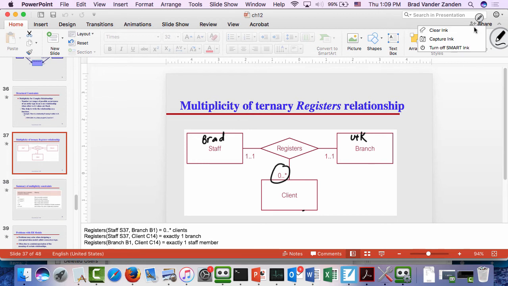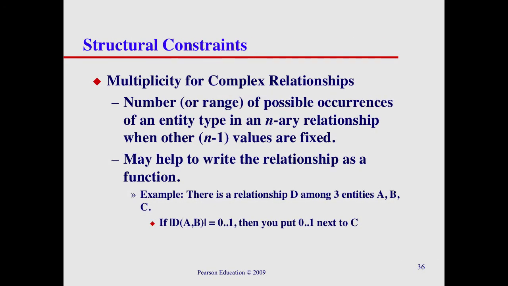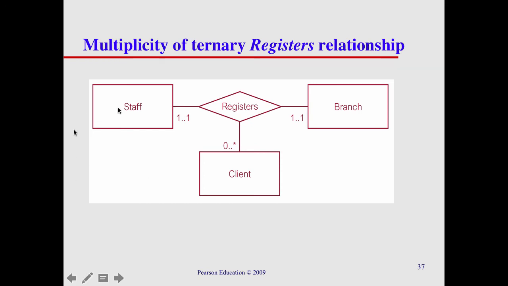Okay, for those of you who are mathematically inclined, you can think of it as there is a relationship among three entities, and when you're trying to get the multiplicity for each entity, you think of the remaining entities as parameters to your function, and the question is, what is the cardinality of that function? How many values can it have? So if there can be zero occurrences, it would be zero. If there could be a maximum of one, it would be one. But that's only if you're mathematically inclined. I prefer to just substitute concrete values for each of the entities, and then figure out how many occurrences there can be for the remaining entity.